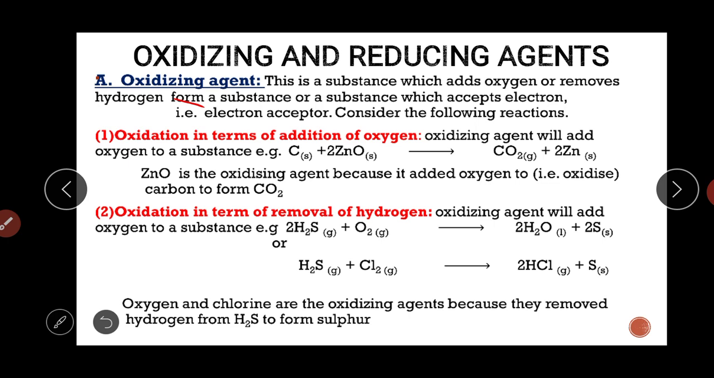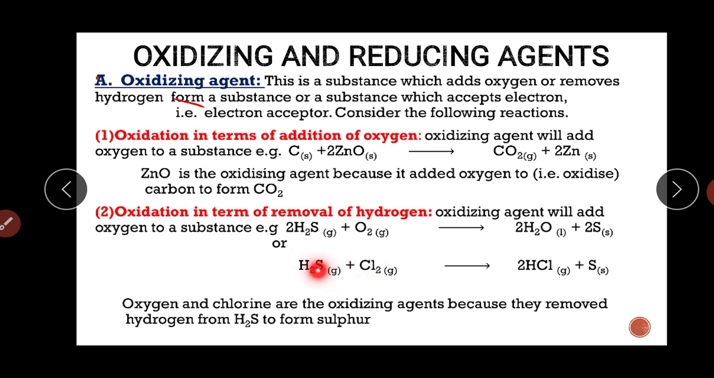So that means this oxygen you are looking at here has been able to remove the hydrogen from this hydrogen sulfide so that it becomes sulfur. So this oxygen here is the hydrogen remover. It has removed hydrogen from this, and you can see it is no longer having hydrogen again. It has become sulfur. Or look at this case now.